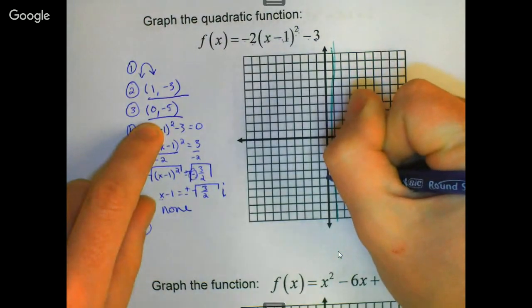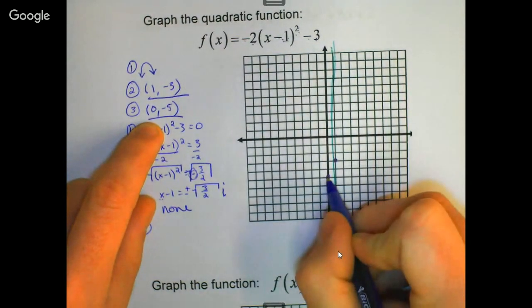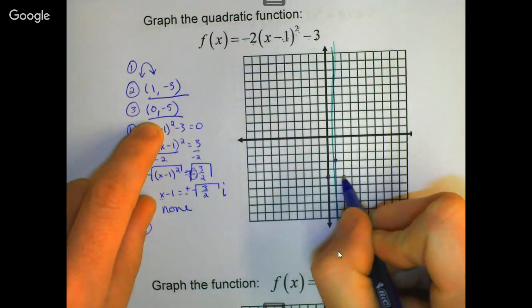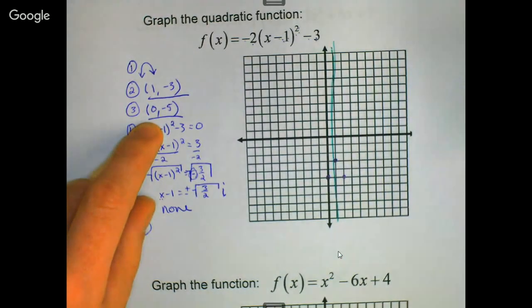Now, how do I get my third point? Well, I'm going to take this, reflect it over, and get this one. Now, if you want more points, you can get them. Okay, how would I get them?